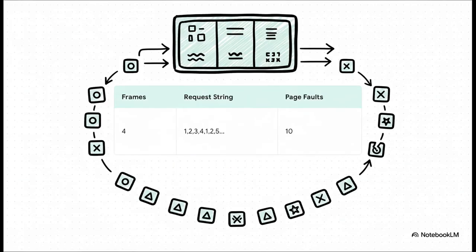And now, for the crazy part, we're going to upgrade to a bigger 4-frame workbench. We give it the exact same list of requests, more memory to work with, and we follow the exact same simple FIFO rules. And the number of faults goes up. We now have 10 page faults. More memory led to worse performance.